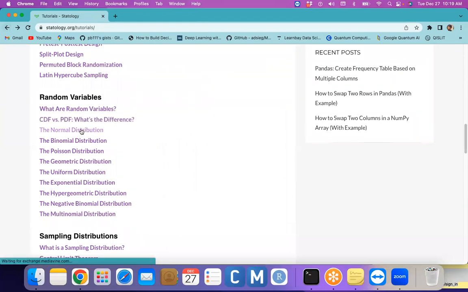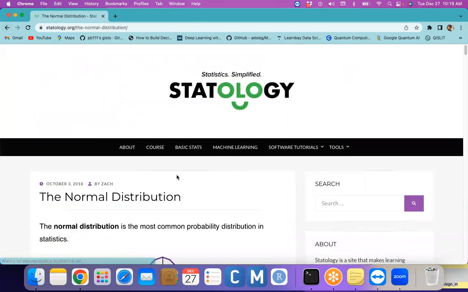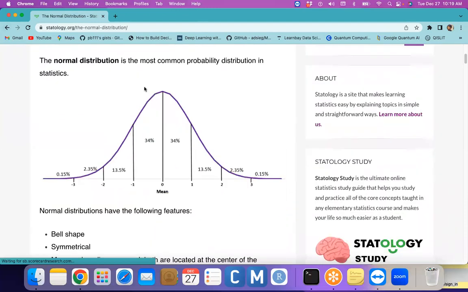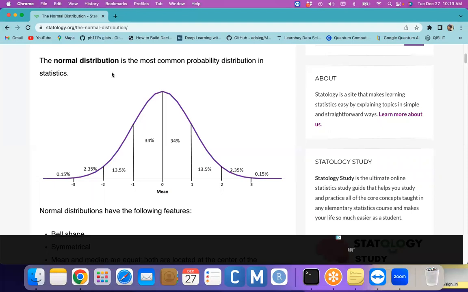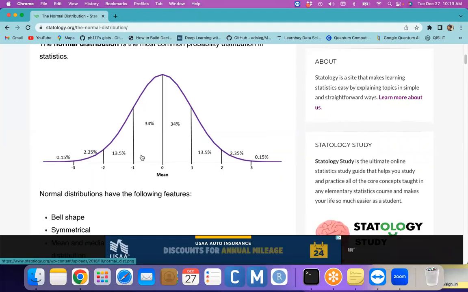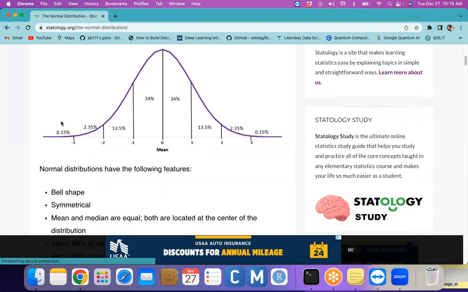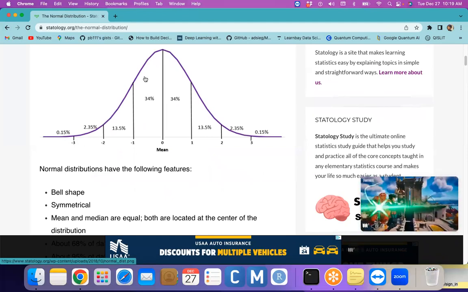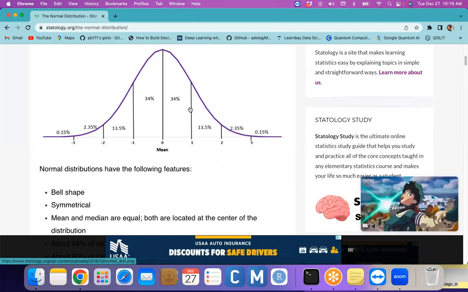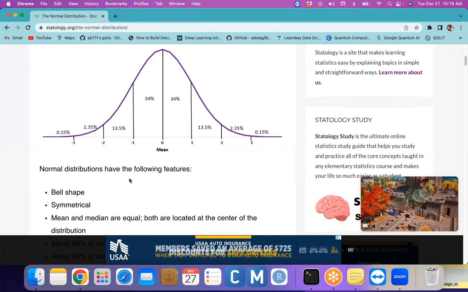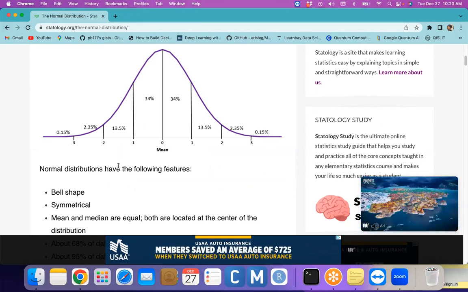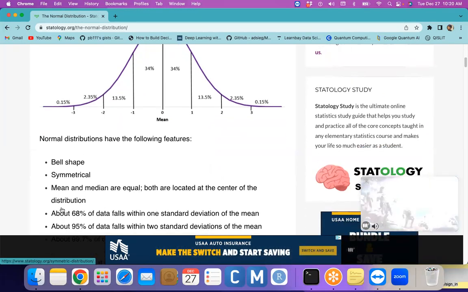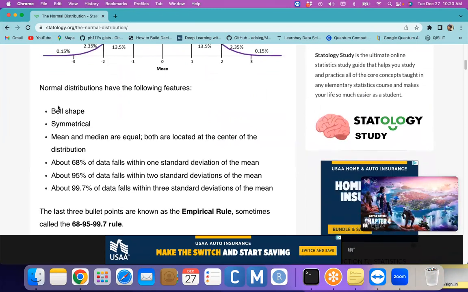Okay, let's go for normal distribution. For example, whatever data we have, we can just plot it, then you will be getting this kind of curve. This is the bell shape, right? So when we are getting this kind of bell shape, this is exactly the normal distribution. For normal distribution, we have these features. You can read these features.